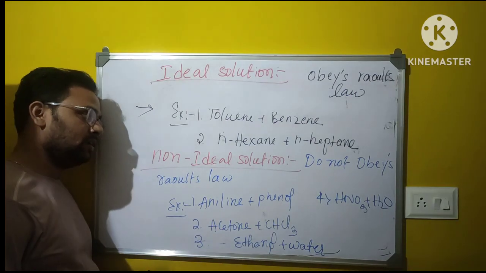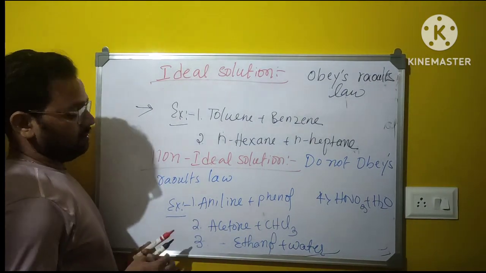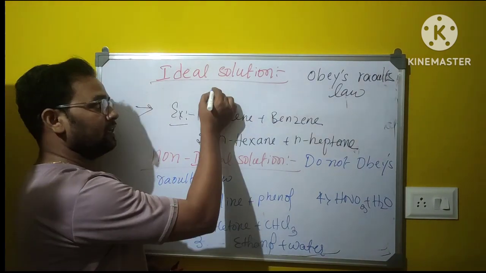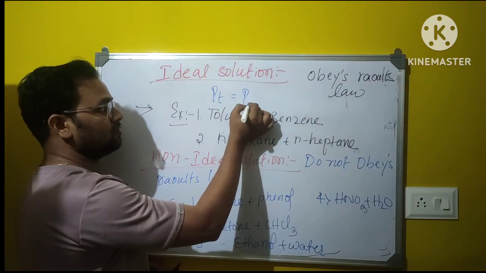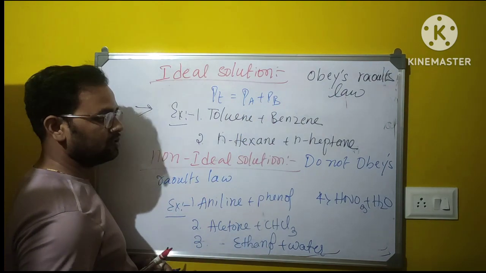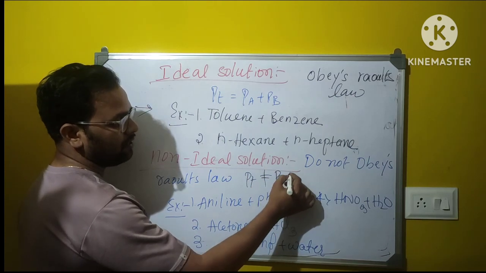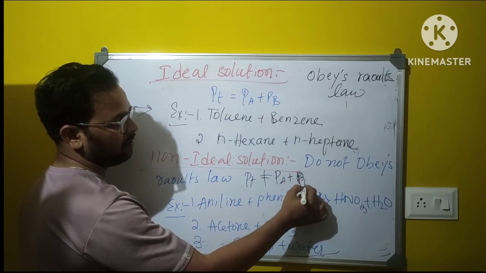Non-ideal solution means the solution which does not obey Raoult's law. Here, an ideal solution obeys Raoult's law, right? For those solutions, Pt is equal to the sum of Pa plus Pb. Non-ideal solutions do not obey Raoult's law. That's why Pt is not equal to Pa plus Pb.